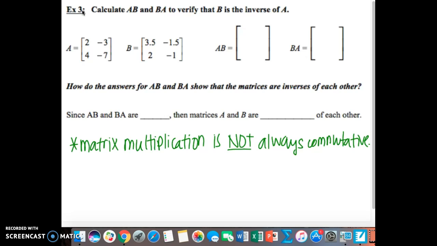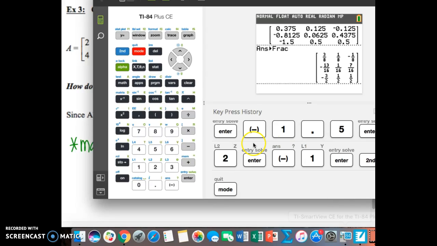This is definitely possible to do by hand, but just to save time, I'm going to do it by the use of a calculator. So getting out your calculator, I actually went through and already typed in my matrices A and B. So if you'd like to pause the video and take time to do that right now so you can do this with me, that would be great.